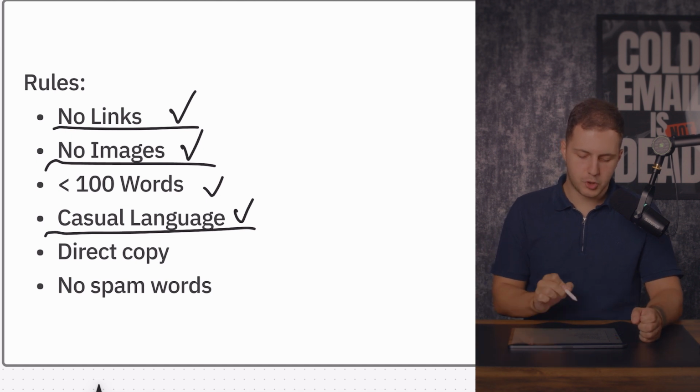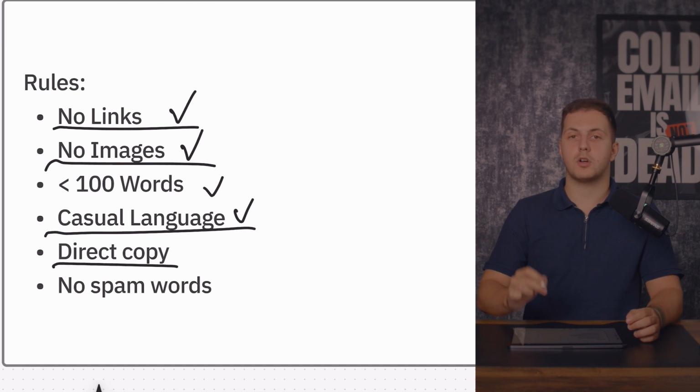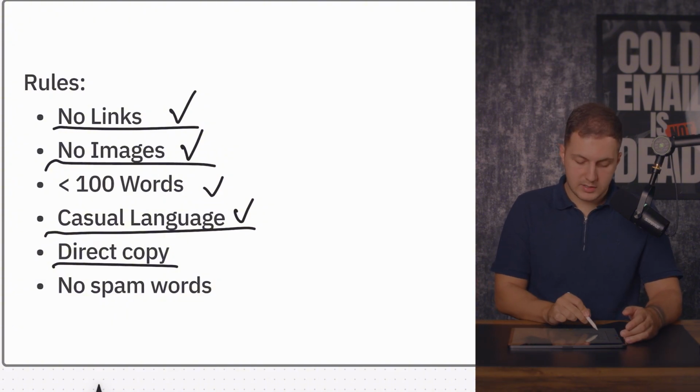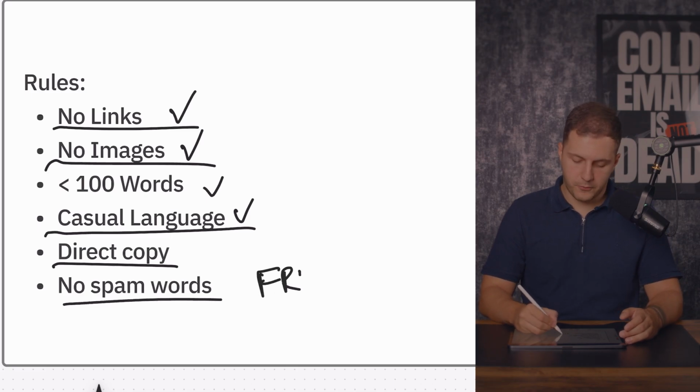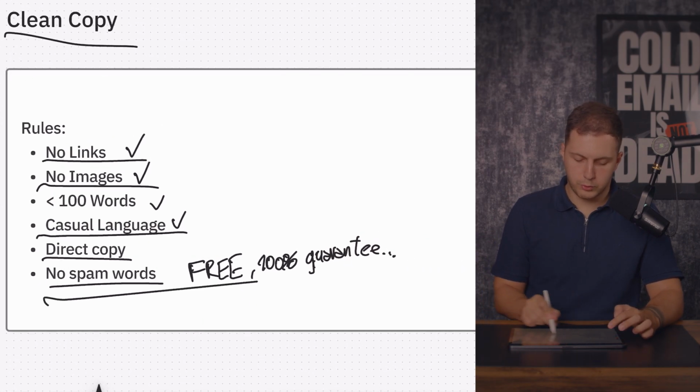So the email should be casual. Direct copy, meaning you need to make sure that every word counts. So you need to avoid any filler words or anything like that. Lastly, we want to make sure we use no spam words. Some examples are "free" with capital letters, "100% guarantee," and so on. Again, there are tools for this step.